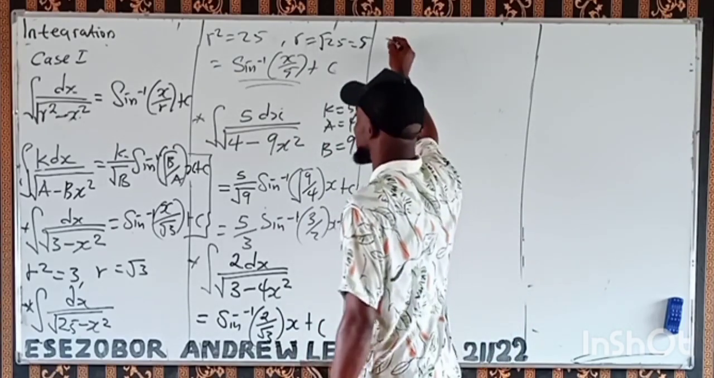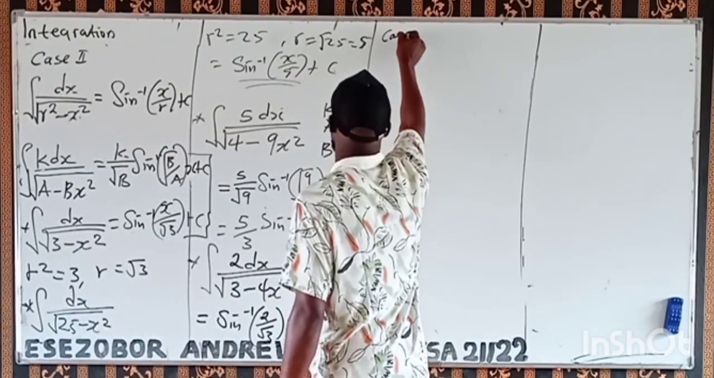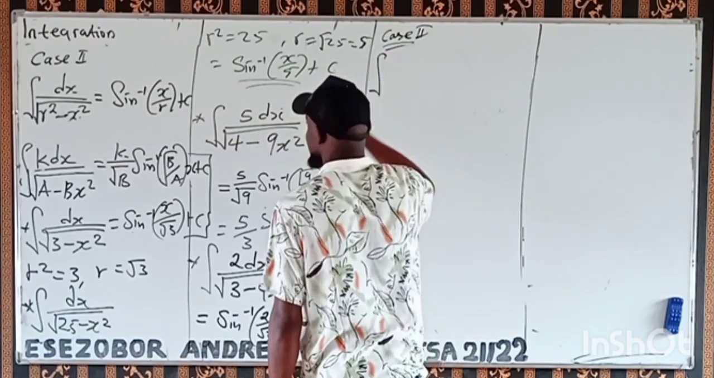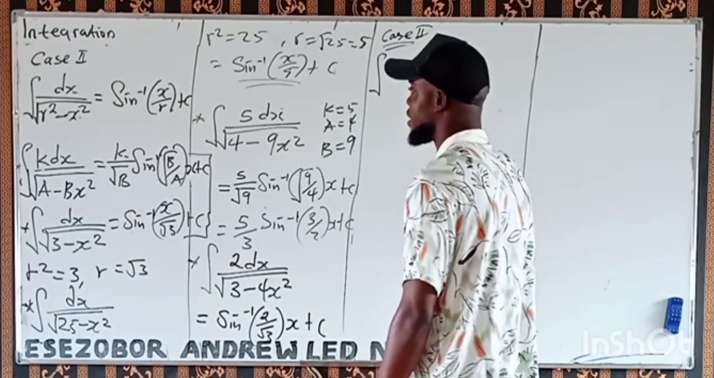So let's look at integrals of this type. This one is case 2. Now let's look at case 3. Let's say we have an integral like this, and then we interchange it. We now interchange this one.